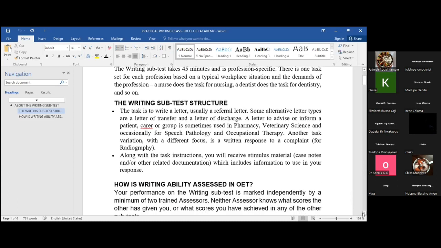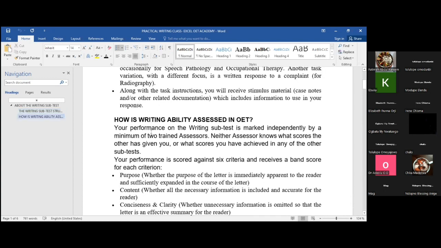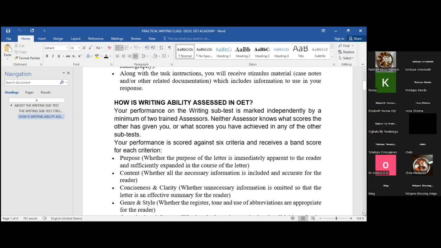Now, let's look at this. How are you really assessed for your writing? We know that most times, especially for the doctors, you need to have a 350 to have a band B for your OET. And for the nurses, you have to have at least a 300. But how can you get the desired score that will enable you to have a pass mark in the exam? First of all, you have to look at purpose.